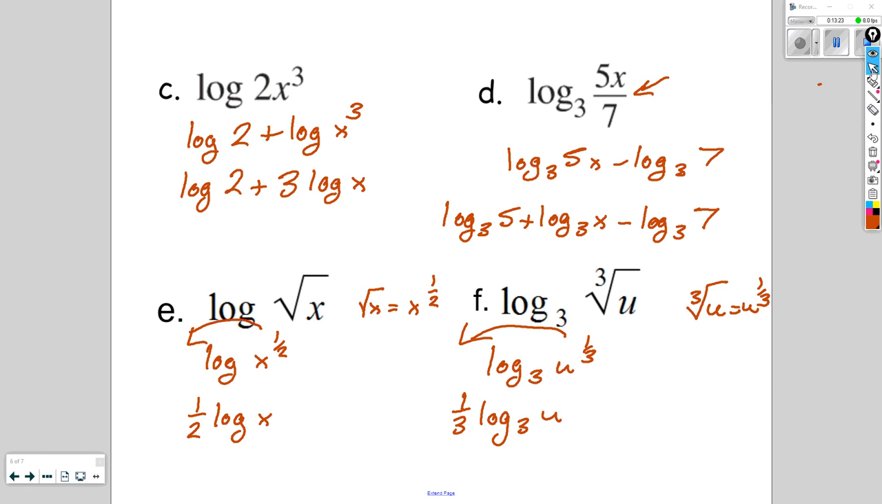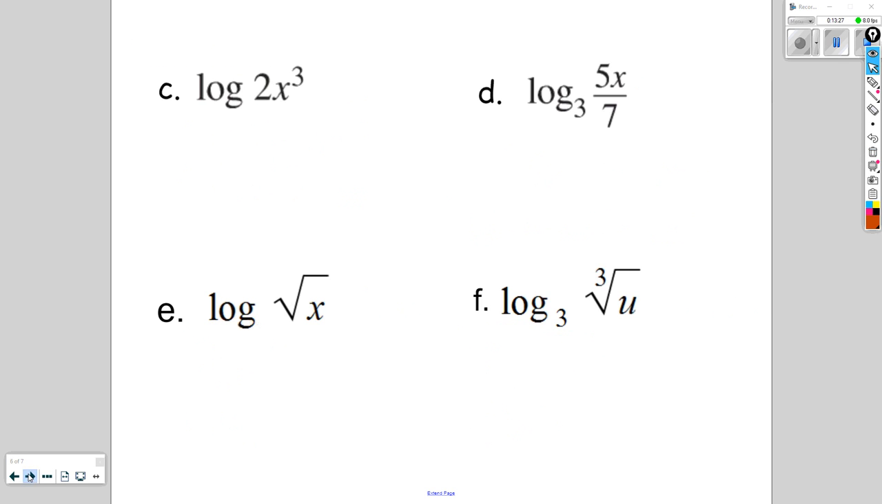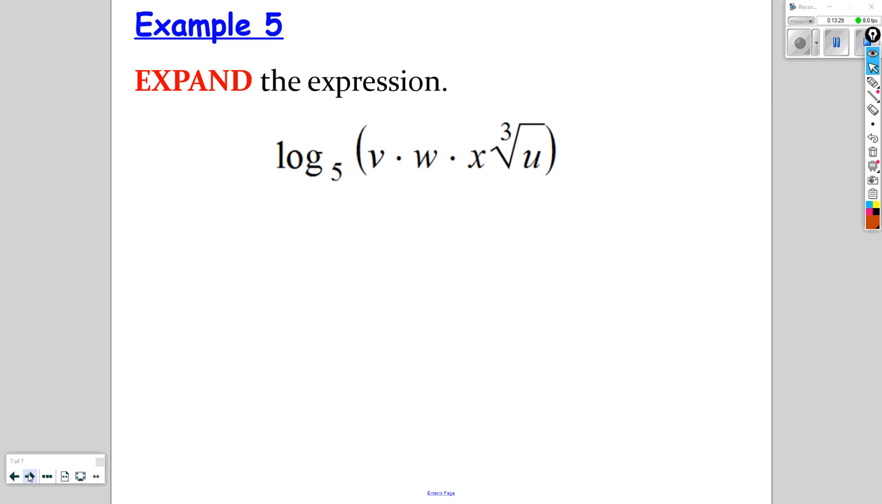Awesome. Making some headway here. I'm going to clear the board and let's move on. This is the last one. Okay, expand the expression. We got a lot of variables here, just like the previous challenge problem, challenge in quotations. We have another challenge problem for expanding the expression. All right, and this one's actually not so bad.